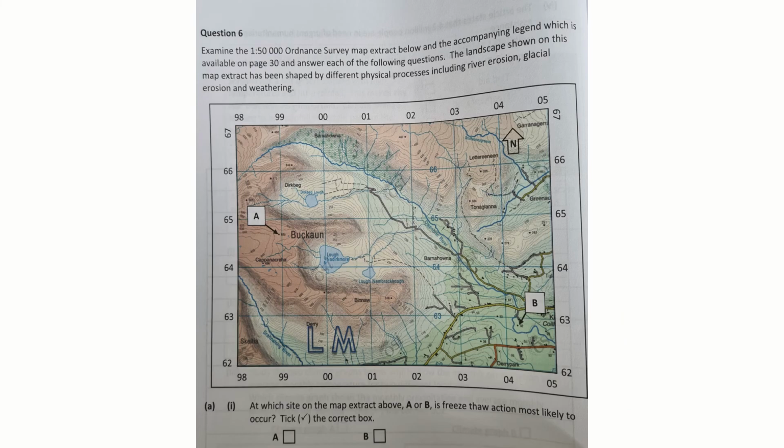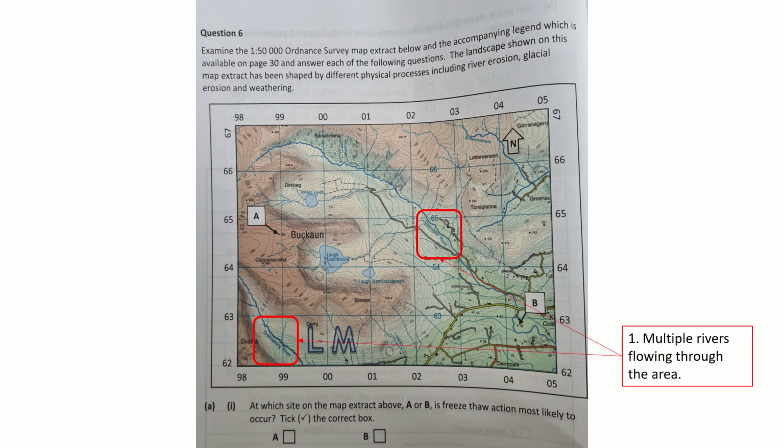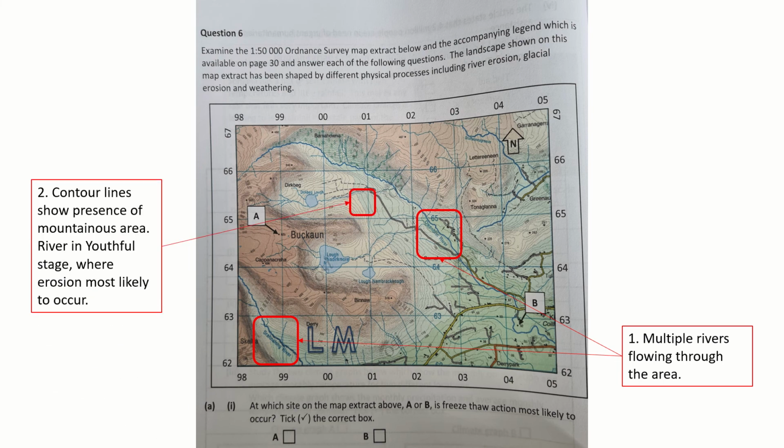Now we're going to have a look together at the evidence that we can see on the OS map. This is an area in, I'm not actually sure where this area is, it's slipped my mind. Does it say for us? Nope. We'll just go with it anyway, but you can see there's multiple pieces of evidence of river processes on the map. The first evidence is that there are multiple rivers flowing through the area. The second piece of evidence is the presence of contour lines, or the mountainous area in the map, and that indicates that the river is in its youthful stage where erosion is most likely to occur.